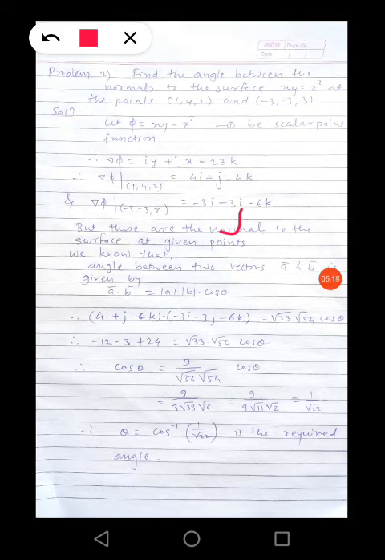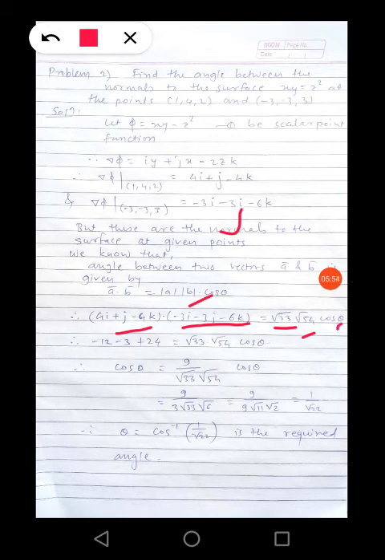We know that the angle between two vectors a bar and b bar is given by a bar dot b bar is equal to magnitude of a bar into magnitude of b bar into cos theta. Okay, so a bar is nothing but this one, b bar is nothing but this one. Magnitude of a bar is under root 4 square plus 1 square plus 4 square, that will be under root 33. And magnitude of b bar is under root 3 square plus 3 square plus 6 square, that is 9 plus 9 plus 36, that will be 54, into cos theta.